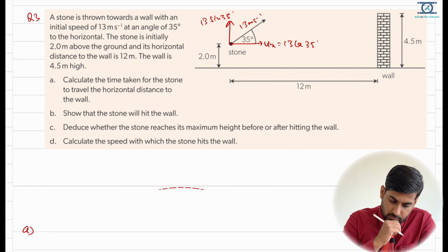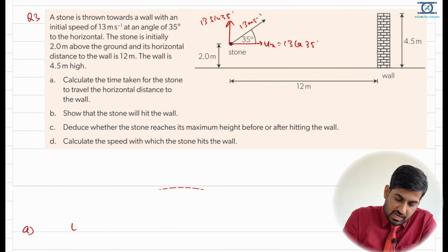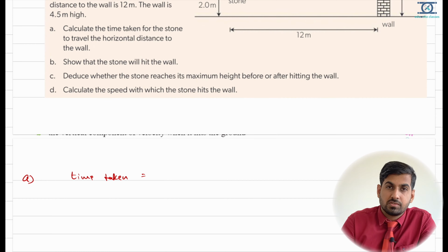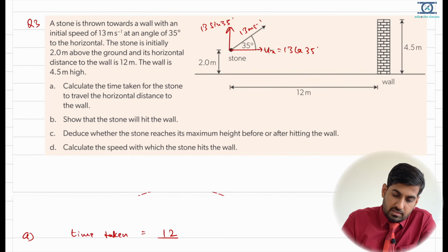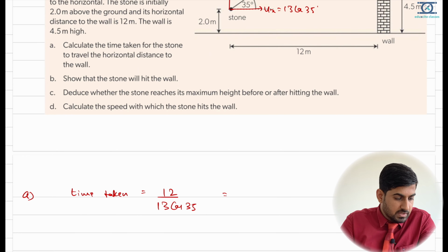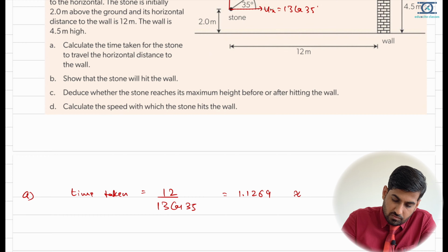Okay. So I can say time taken will be nothing but speed equals distance over time, so time will be distance over speed. The distance is 12 and the speed in the horizontal direction remains the same, which is 13 cos 35. So if you solve for this, something around, you will get 1.1269, so you can say 1.1 second is the answer.